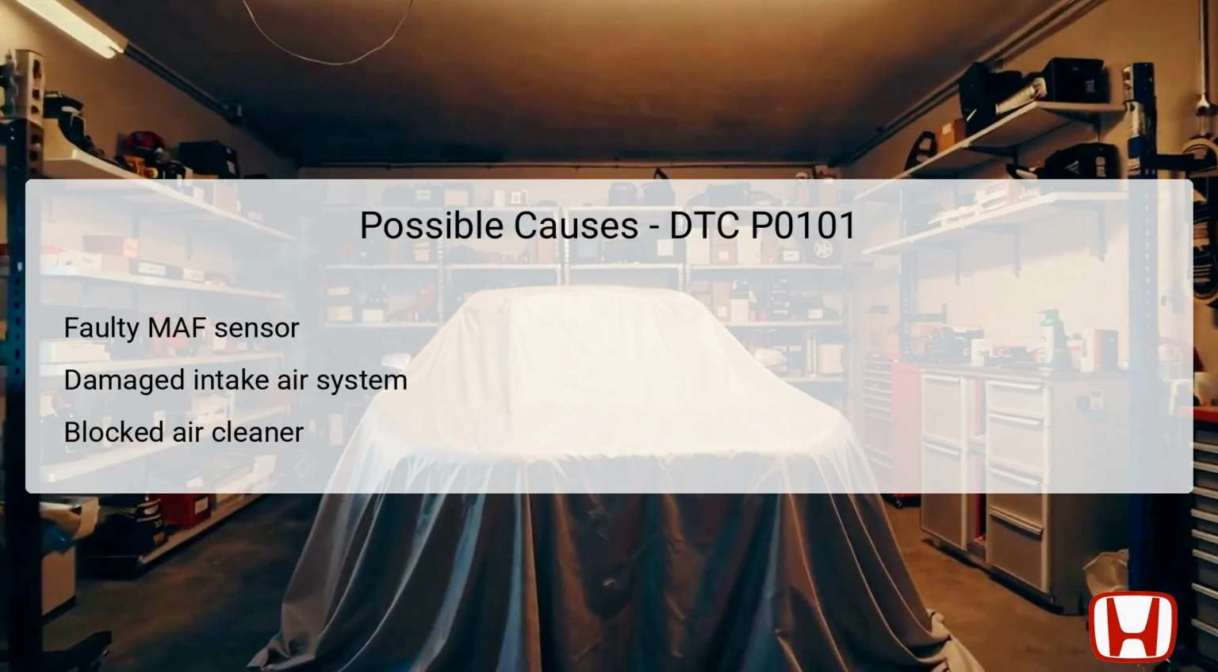Several possible causes can lead to the triggering of DTC P0101. A defective MAF sensor could directly cause the sensor to output incorrect readings, which the PCM interprets as a fault. Additionally, physical damage to the intake air system, such as leaks or cracks, may not allow proper airflow to the MAF sensor, leading to performance problems. An obstructed air cleaner can also inhibit airflow, affecting the MAF sensor's ability to function correctly.